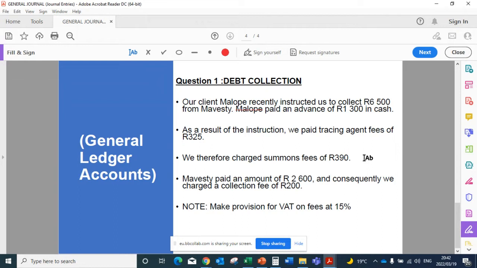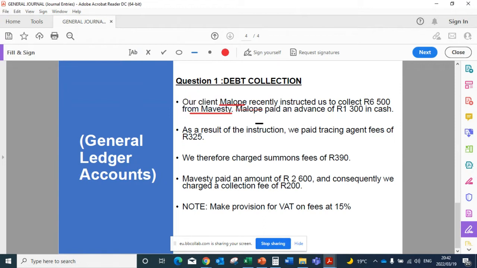So without wasting time, let's just go through this question and make sure that we understand what is going on here. Here we've got the client by the name of Malope. Malope, our client, recently instructed us to collect 6,500 from Mavesti. So Mavesti is the person from whom we are going to collect the cash.